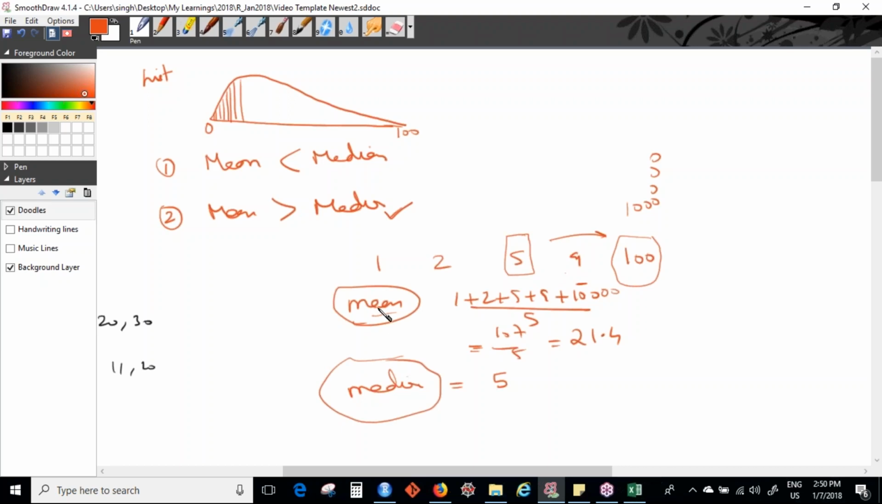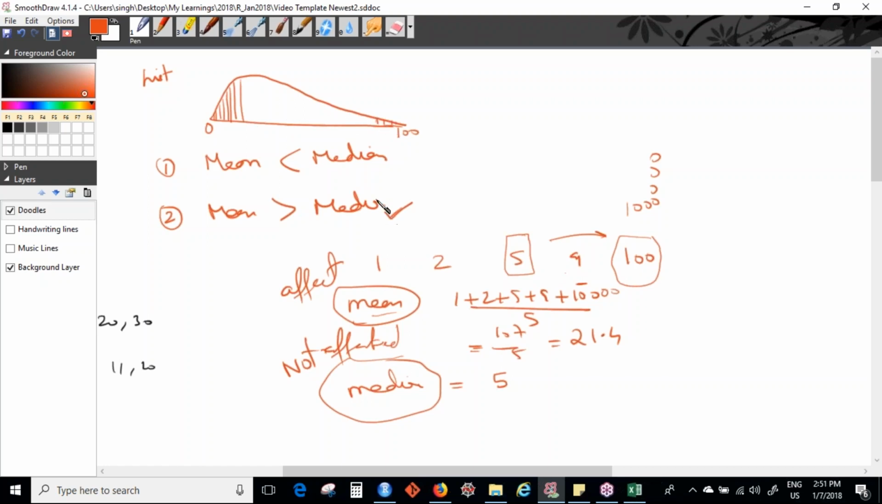Okay, your average is affected by outliers, so this is affected, but this is not affected. This is not affected by outliers. And what do we see here? We see a few outliers here. So what will happen? The average will be affected by these outliers and it will become more.